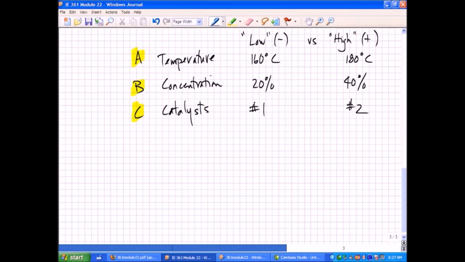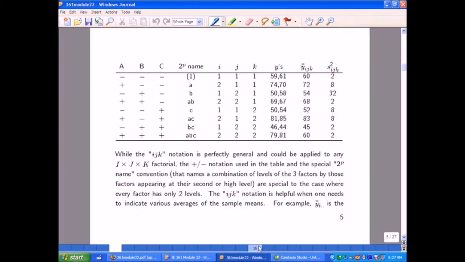And there were 2 of them, and the authors arbitrarily made a choice to call one of them number 1 and the other one number 2. Here are the data that we're going to make use of.